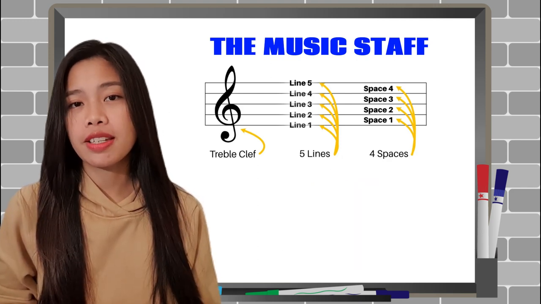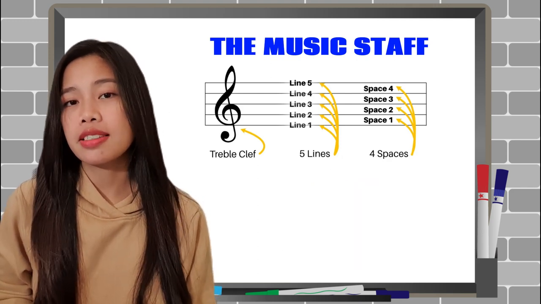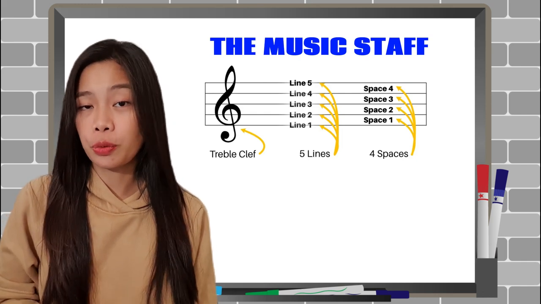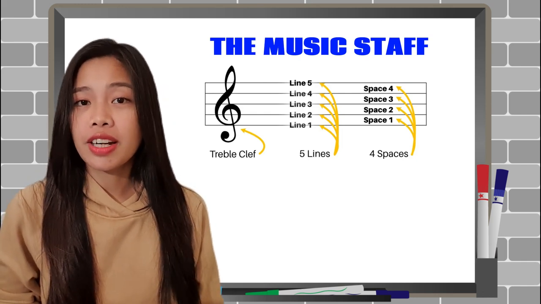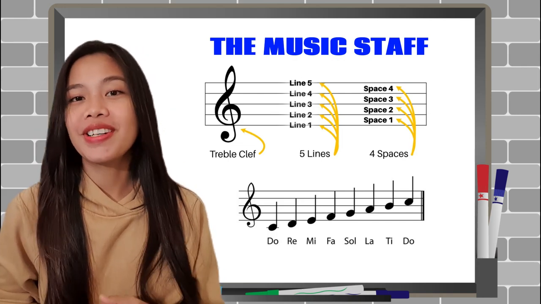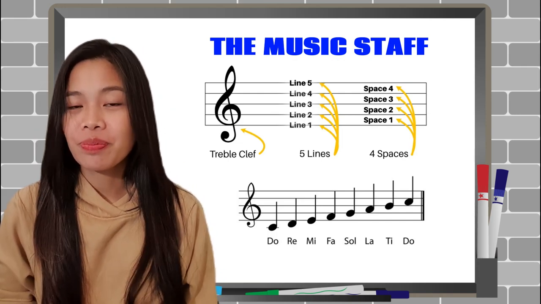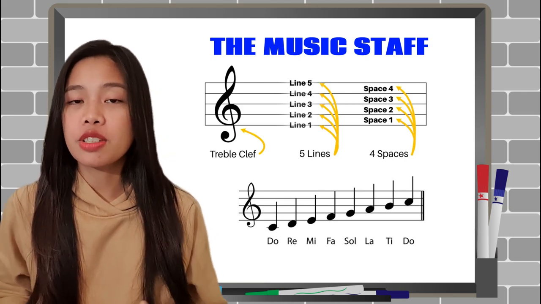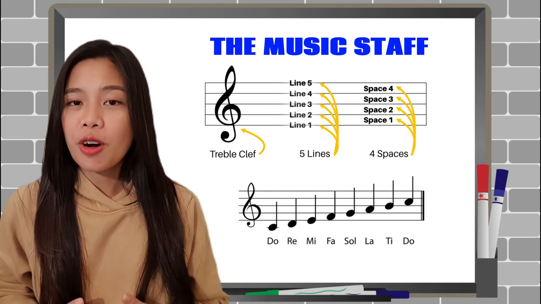Each line and space on the musical staff indicates a certain pitch or a musical tone, which can also be identified as do, re, mi, fa, sol, la, ti, and do, which is also familiar to us as the solfege syllables or the octave scale.